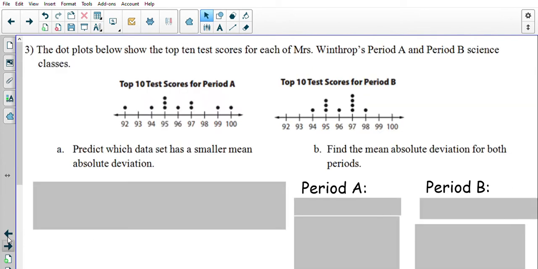All right, so last example. Number 3, the dot plots below show the top 10 test scores for each of Mrs. Winthrop's Period A and Period B science classes. So part A asks us to predict which data set has a smaller mean absolute deviation. What do you think? Remember, it says smaller mean absolute deviation.